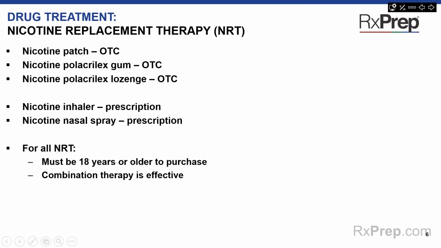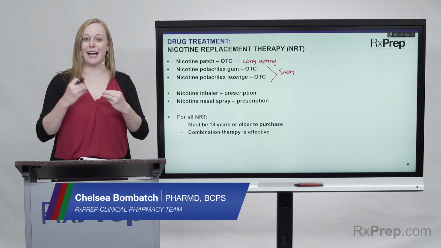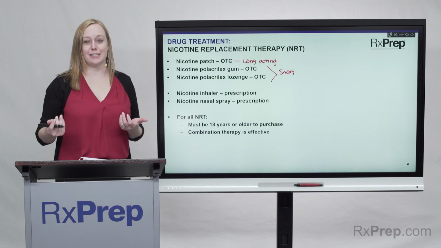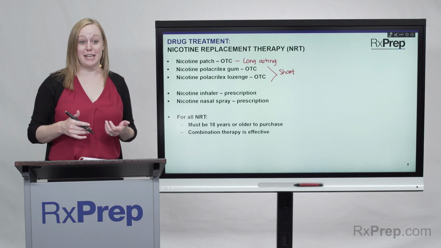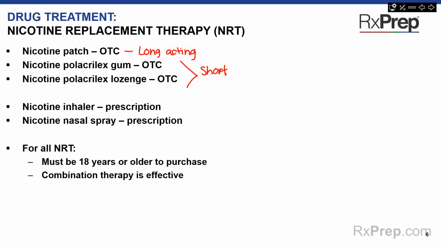The patch is going to be more long-acting. And the gum and the lozenge are a little bit shorter acting. So often these will be combined, using a long-acting control on top of a short-acting for cravings. I like to think of this as similar to an insulin regimen in diabetes where you have a basal and a bolus. Same kind of thing. You have a basal, which is the long-term control of symptoms with the patch, and then you add on short bursts for cravings when you need it with the gum or the lozenge.